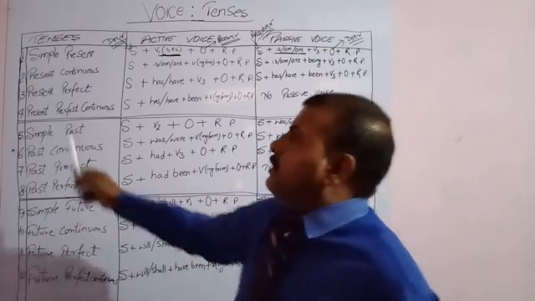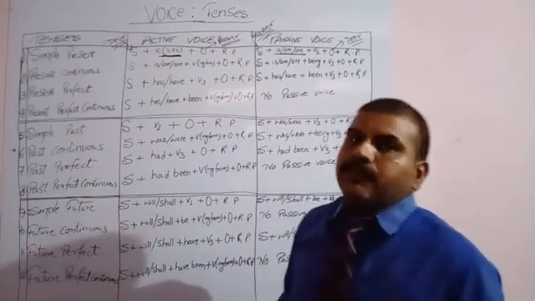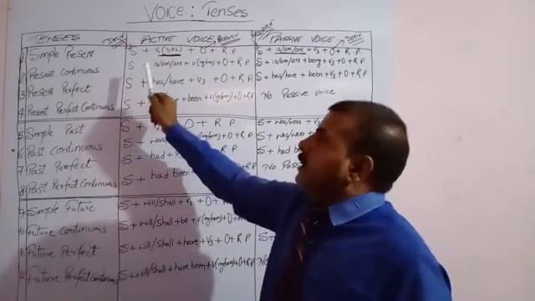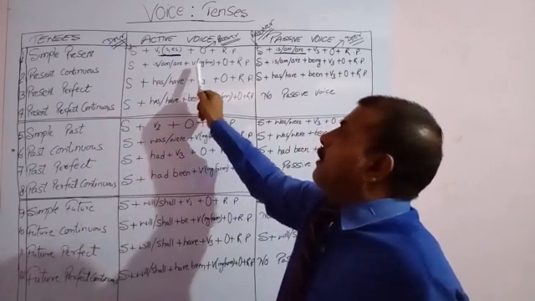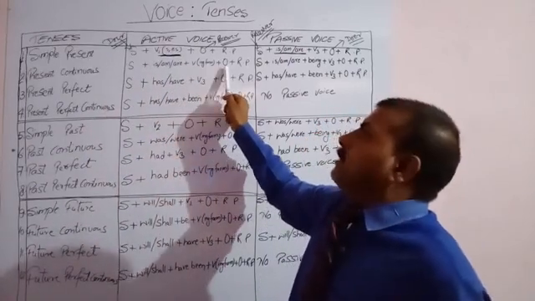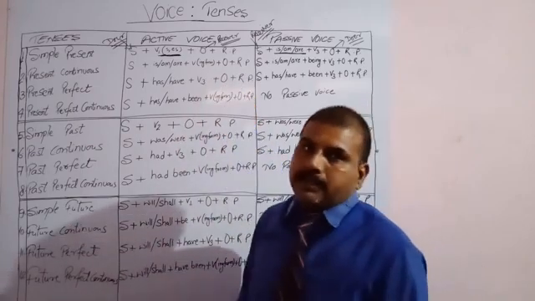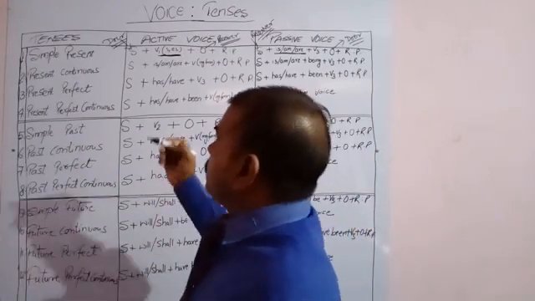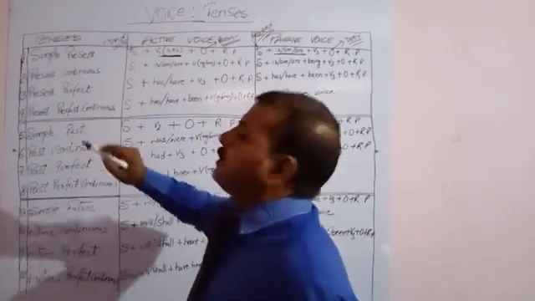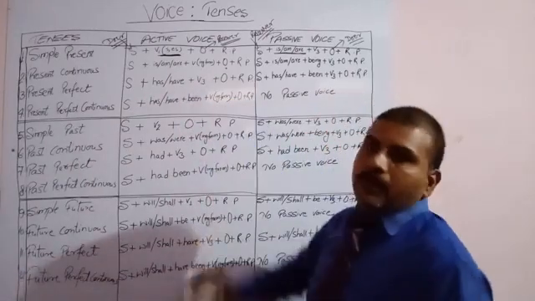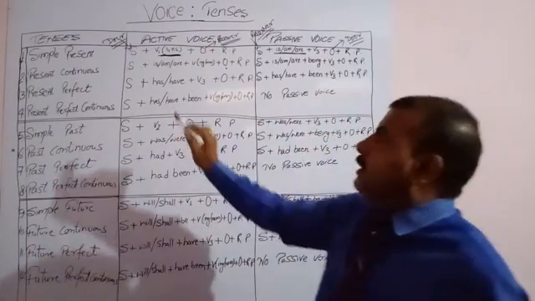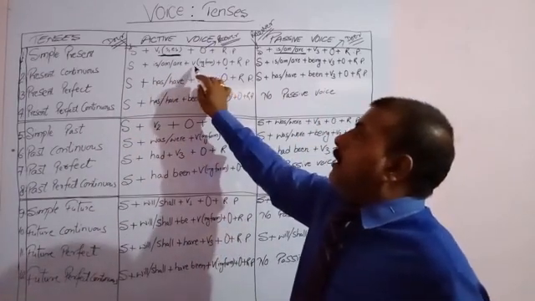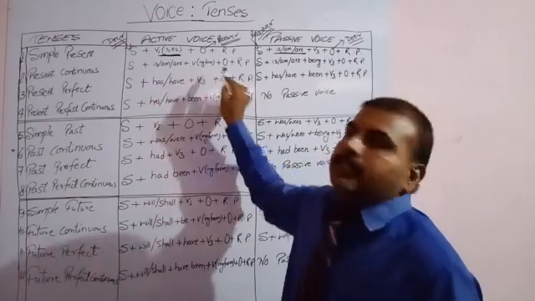Likewise, the structure for present continuous tense in active voice: subject, is, am, are, then verb ing form, then object, then remaining part of the sentence. So here again the doer of the verb becomes the subject and the receiver of the verb becomes the object. And is, am, are is used, denoting the ing form of the verb, denoting continuous case.